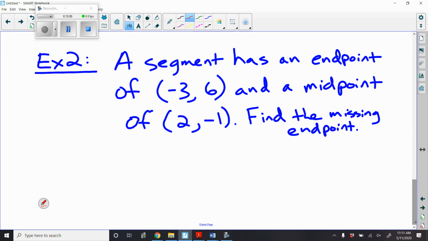I'm going to go ahead and label this. My endpoint is -3, 6. So I'm going to call that x1, y1, because that's the notation I use for one of my endpoints. But this point right here is a midpoint, 2, -1. So I'm going to call it x sub m, y sub m. It says find the missing endpoint. The only endpoint I haven't given notation for is x2, y2.